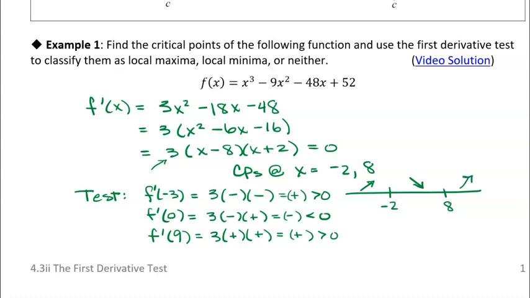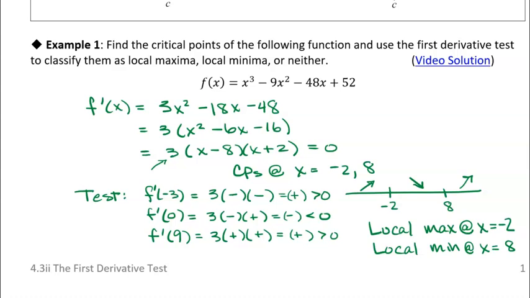So now I can say that based on my first derivative test, we have a local maximum at x equals -2, and I have a local minimum at x equals 8. Okay, now this one doesn't really say. It just says to classify the points as local maximum or minimum.